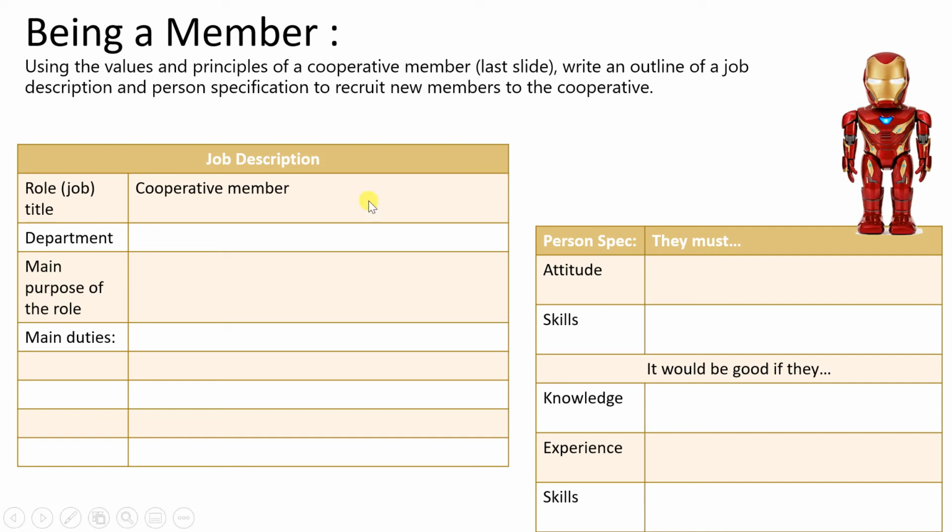And the aim is that you have a completed job description based on the green values of a cooperative member, and you have a person spec based on the principles, which was all the red post-it notes.